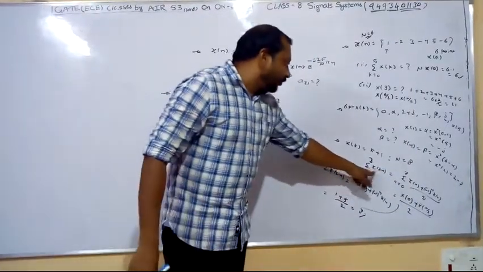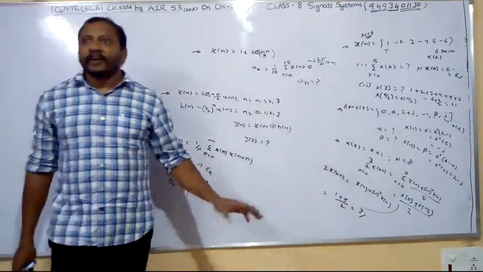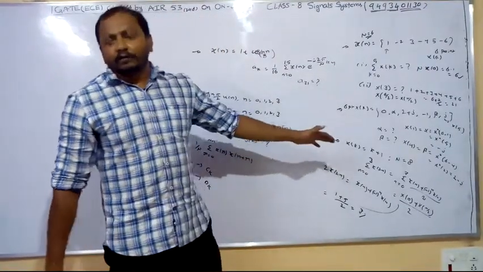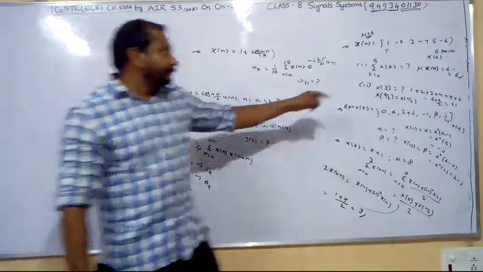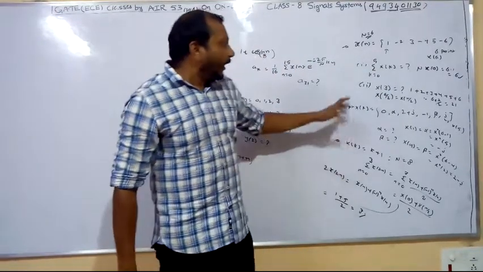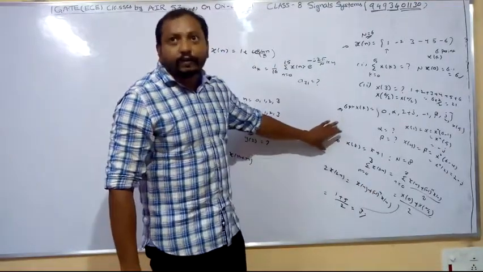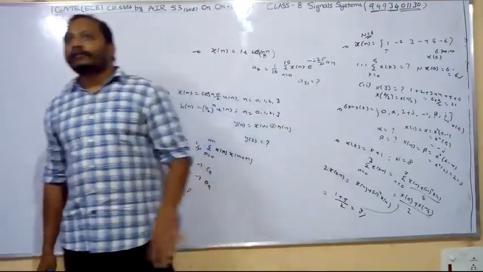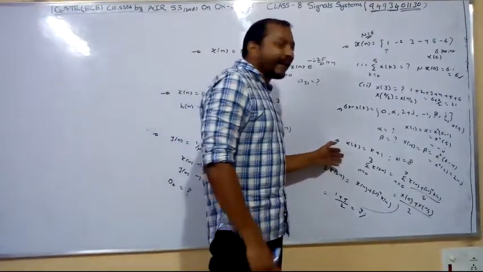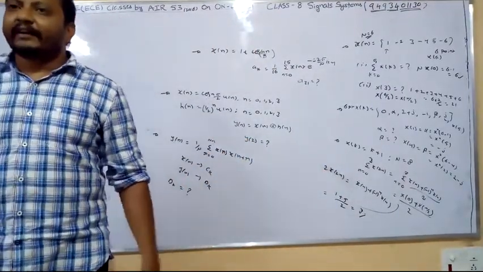What do you have? X of 0 plus x of 2 plus x of 4 plus x of 6, right? X of 0 is readily available. X of 0 is nothing but 1 by n into the summation of all the samples. And x of 4 is equal to 1 by n into the summation of all these x of n with alternate positive and negative signs, and x of 2 you can directly calculate. After that, substituting all the values of x of 0, x of 2, x of 4 and x of 6, like that also you can get it.